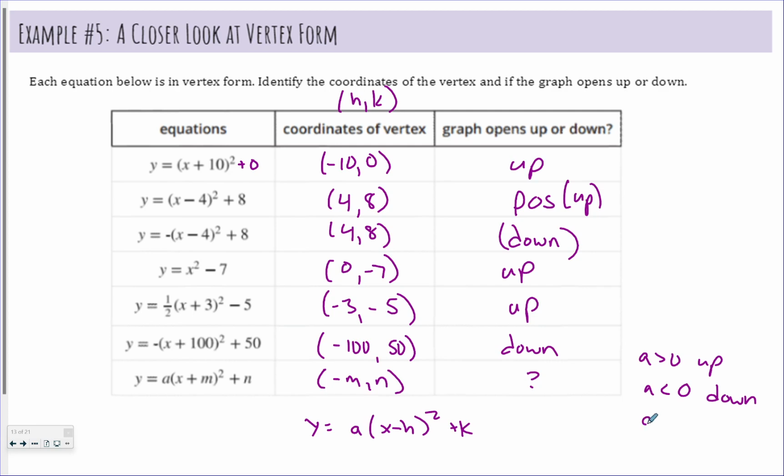But if a equals 0, what happens? You now have a line. It's no longer a parabola anymore. So you won't see that condition here. All right. So it's very important to remember how to grab the vertex out of vertex form and whether or not a function opens up or down.